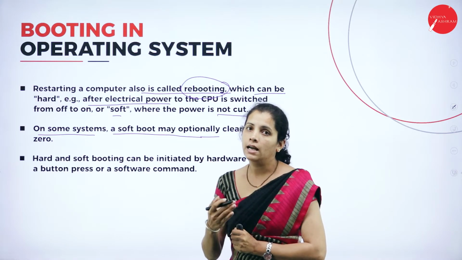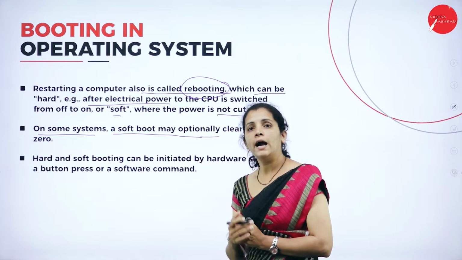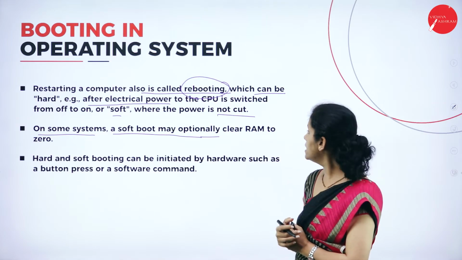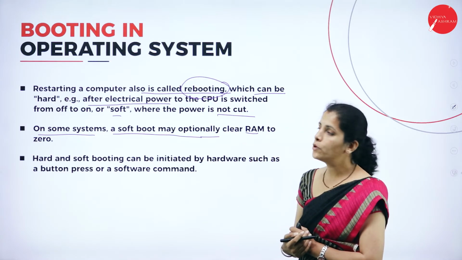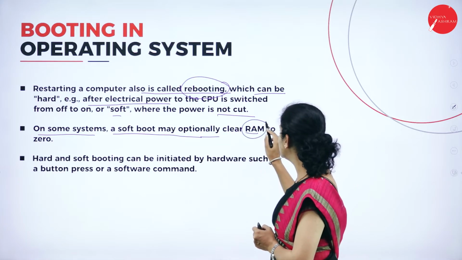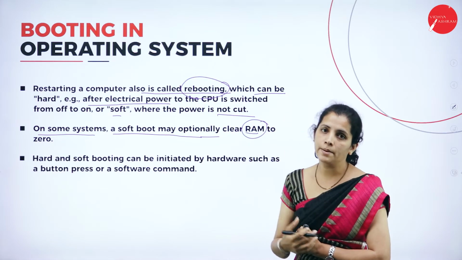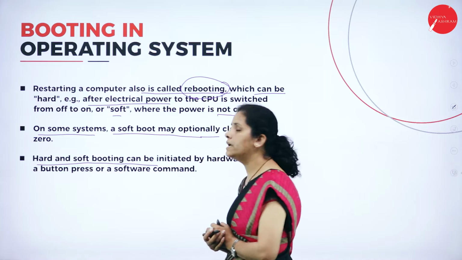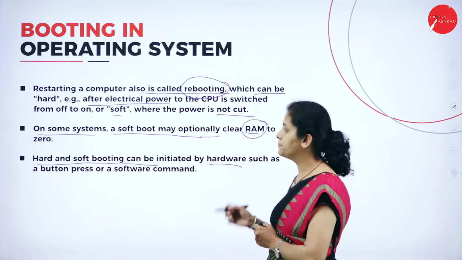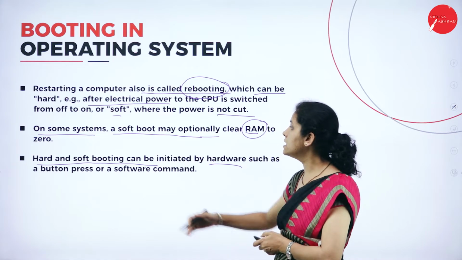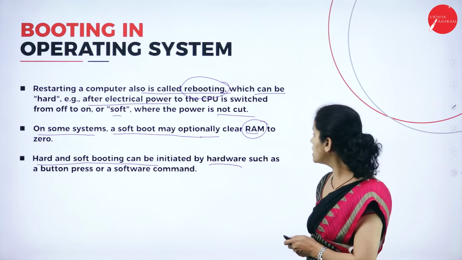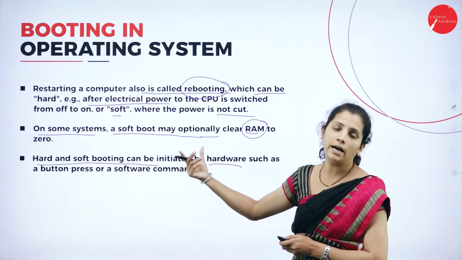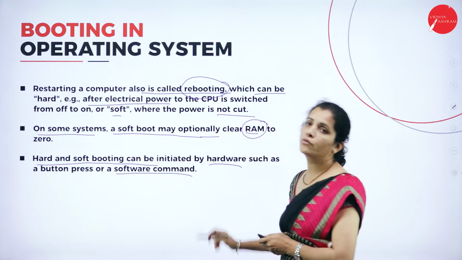That means if I consider some operating system and when I go with soft booting, it is optionally going to clear the random access memory content. For that reason, it is called volatile, that is temporary memory. And hard and soft booting can be initialized by hardware. So, who is responsible for initializing soft booting as well as hard booting? That is none other than hardware, such as a button press or through some software commands.